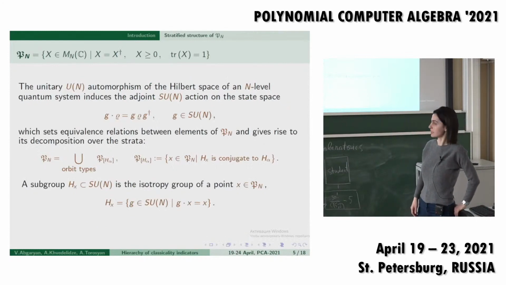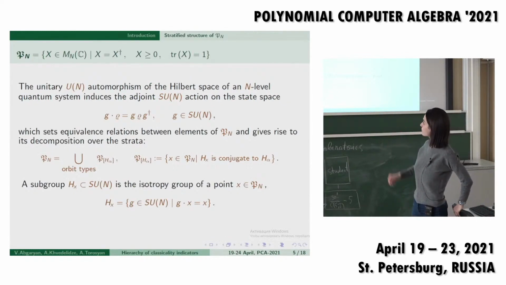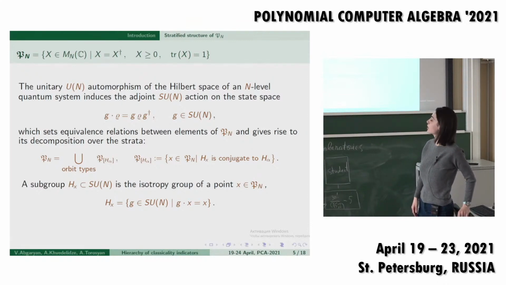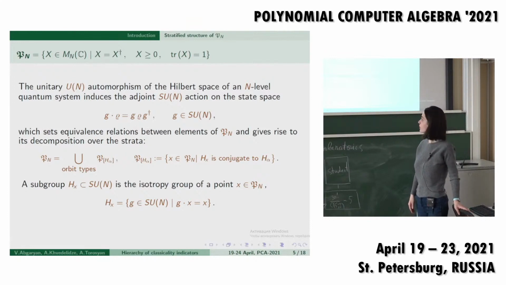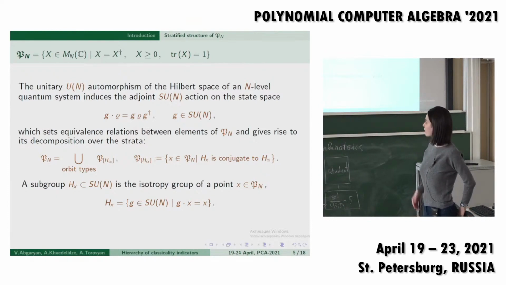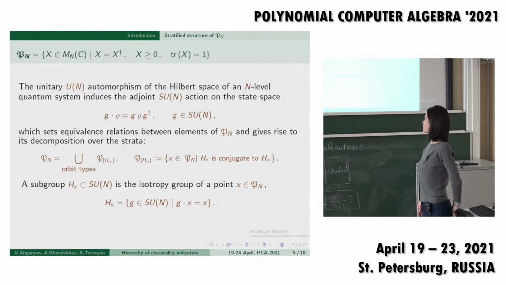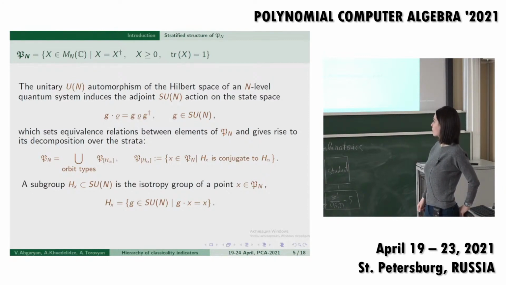We define the quantum state space Pn as follows. I already said this, but again, the elements are Hermitian, non-negative and normalized, and the unitary UN automorphism of the Hilbert space induces the adjoint SUN action on the state space, and that sets some equivalence relations between elements of Pn, and due to that we can decompose over the strata in this way.